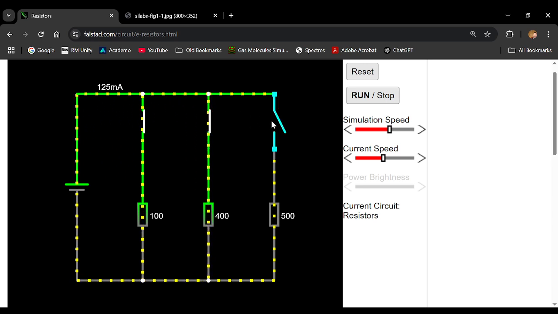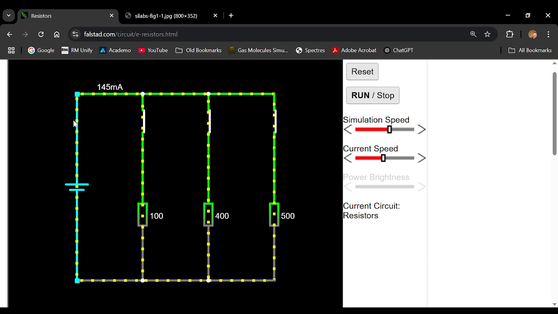If I throw now the last switch, remember, that was demanding 20 milliamps. So if I press this switch, then this will be demanding its own 20 milliamps. Add that to the beginning, and this should be 145 milliamps. So the more resistors you add to the circuit, and they all demand their own current, the more demand there is on the current from the battery.